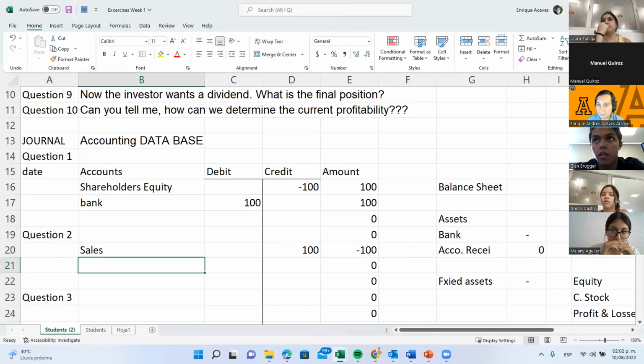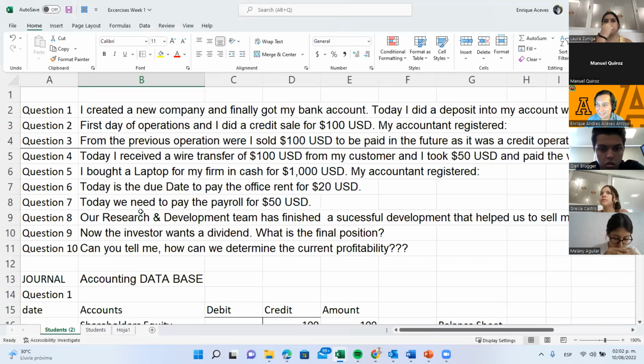Sería el debit. No, porque sales es income, ¿no? Depende de quién esté dando el crédito. I told you it was harder.